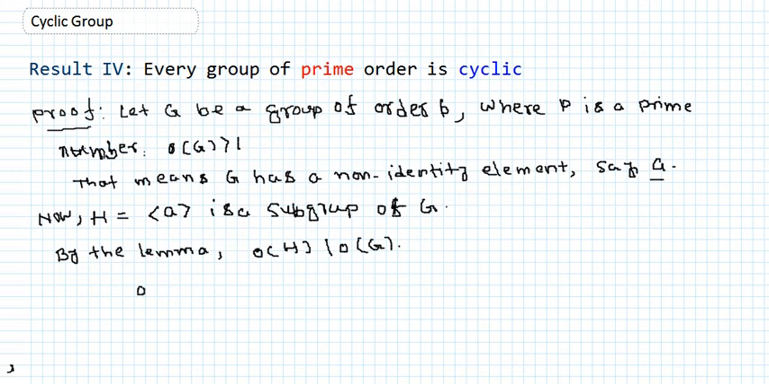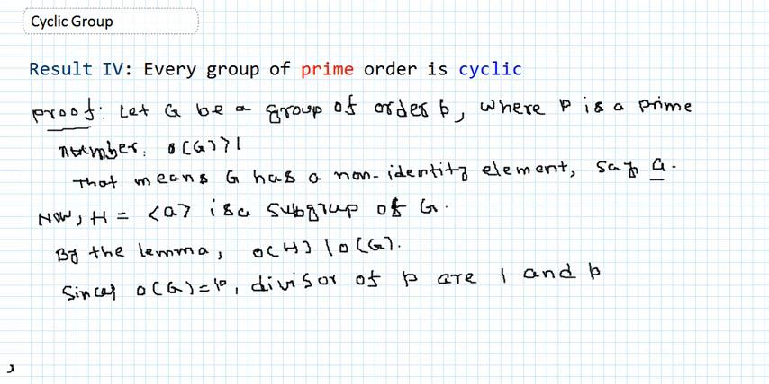Now what is the order of G? The order of G is P, which is prime. So since the order of G is P, the divisors of P are 1 and P, because the only divisors of a prime are 1 and the number itself. So the divisor of P is either 1 or P. So since the order of H is a divisor of the order of G, that means the order of H is a divisor.